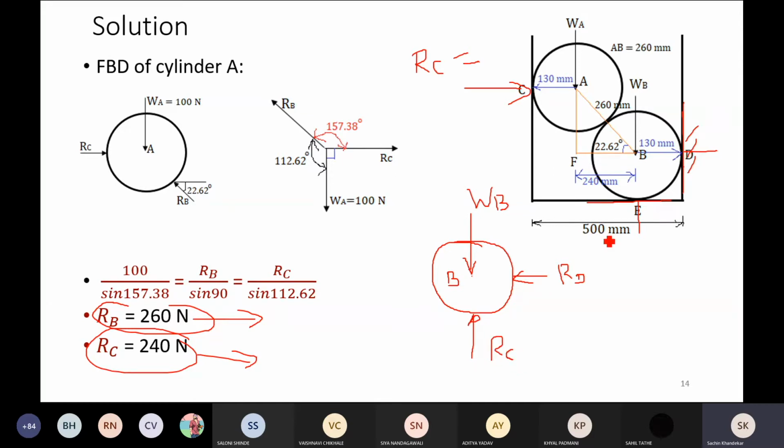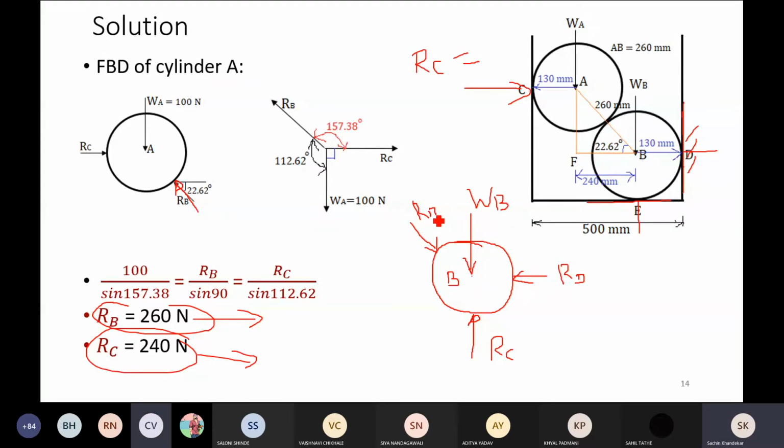What next? Any other reaction? Any other external force acting on B? Reaction by A, very good, excellent answer. Reaction offered by A on B. Okay, so in the previous step, when we considered FBD of A, there we have shown RB, where RB is the reaction offered by B on A. And while drawing FBD of B, we are going to show the reaction offered by A on B.